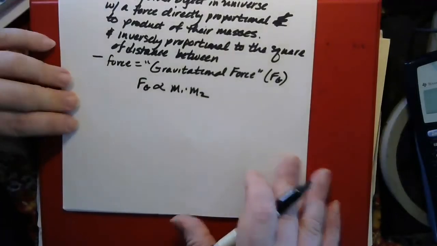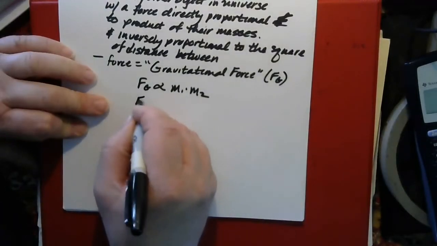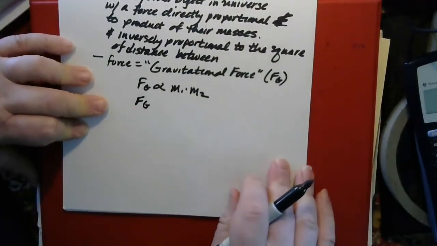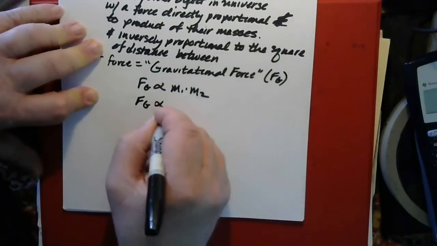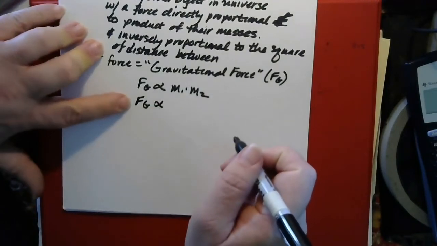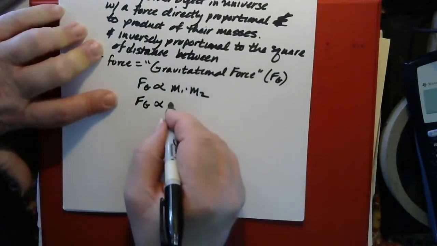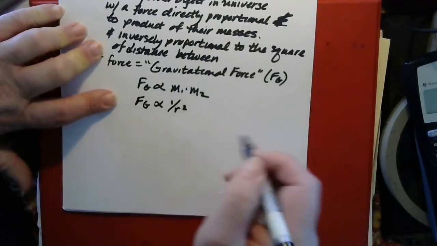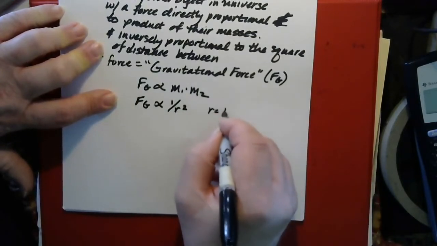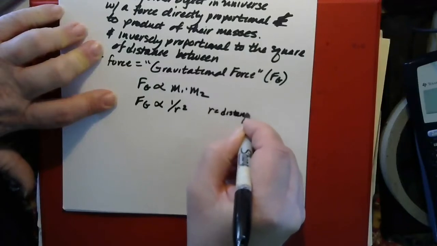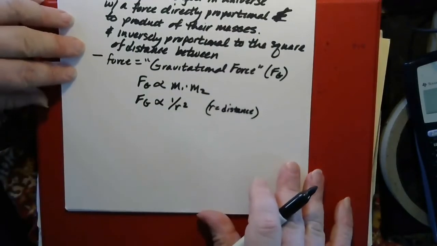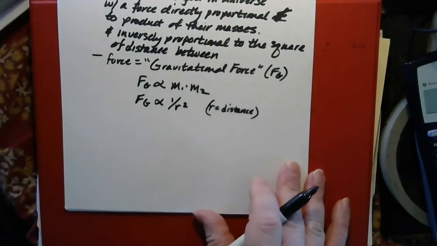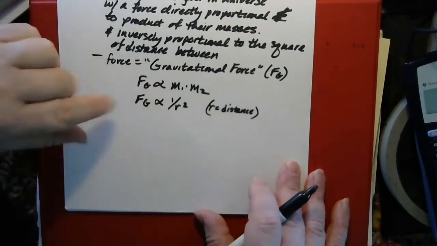All right. And when we say that that force is inversely proportional to the square of the distance between the objects, what we mean is that F sub G is proportional to 1 over R squared. And R is just a word for radius, which is another term that's often used for the distance separating two objects. So 1 over R squared.